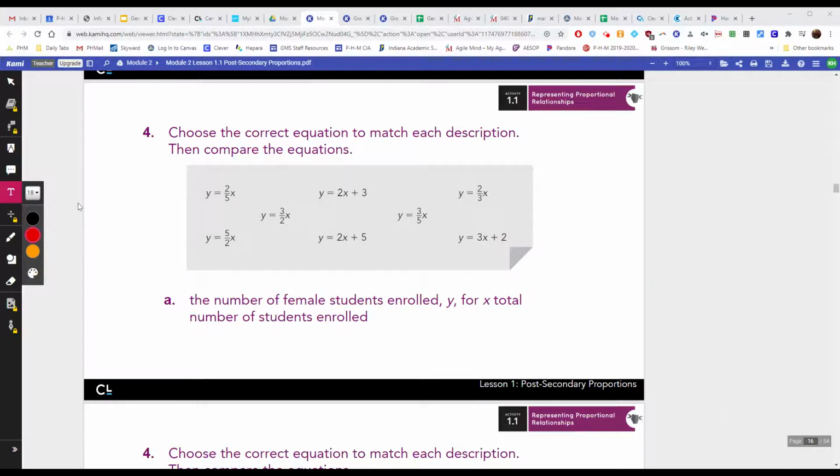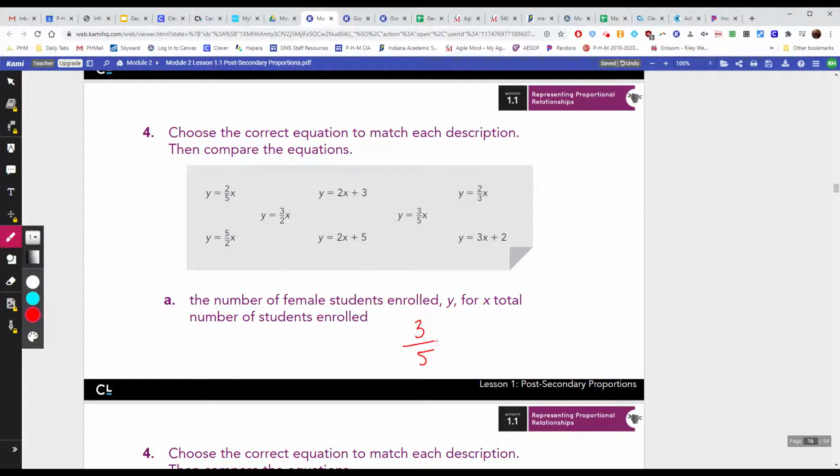This is on page 10 of your book, M2-10. It says choose the correct equation to match each description. Then we'll compare them at the end. So letter A, it says the number of female students enrolled, Y, for X total number of students enrolled. So female to total. We saw back in the getting started on page 8, number 1, female students to total. We know that that is a ratio of 3 to 5.